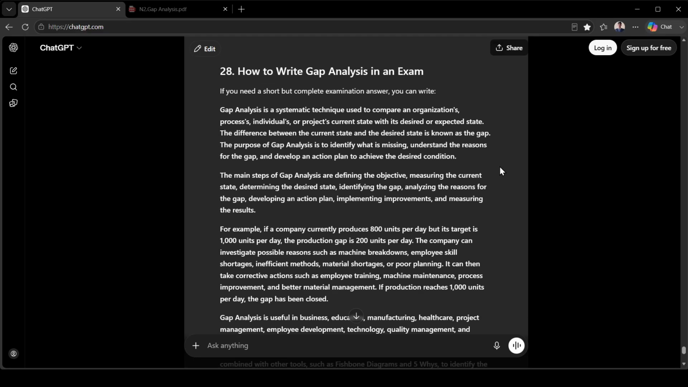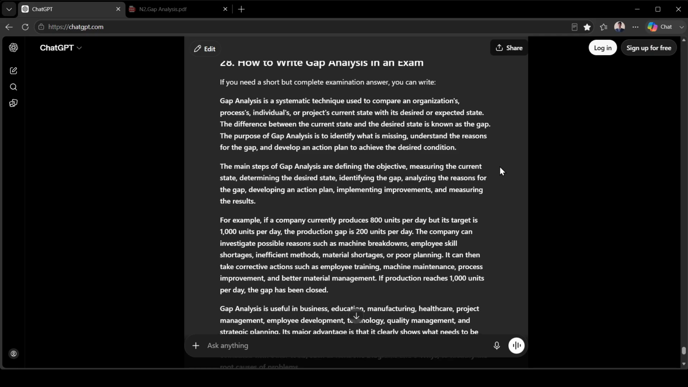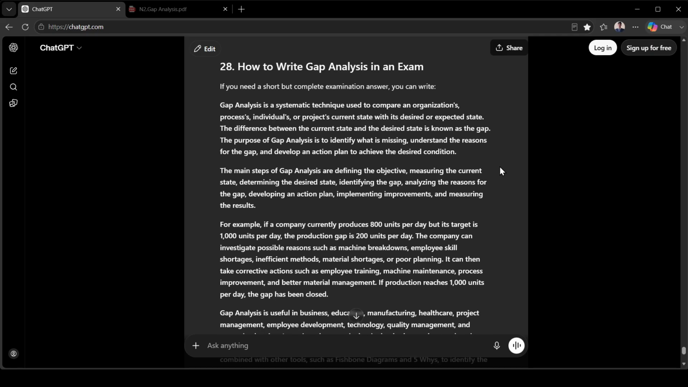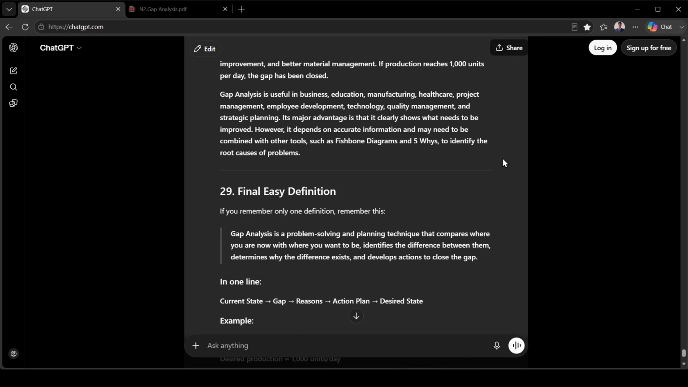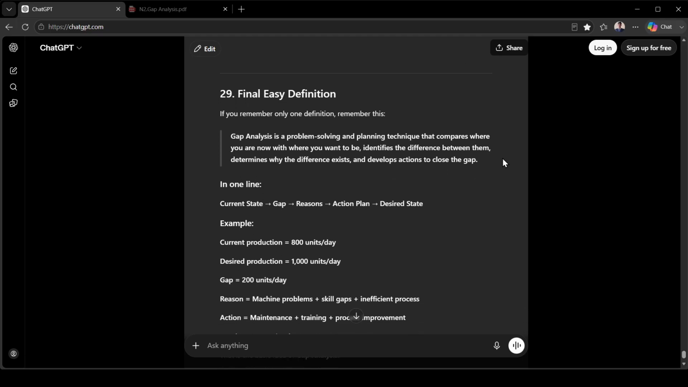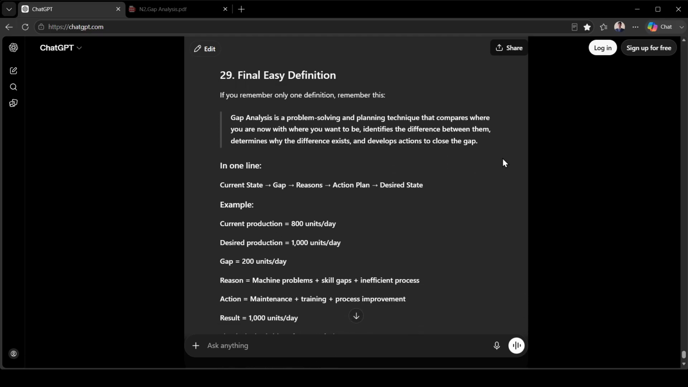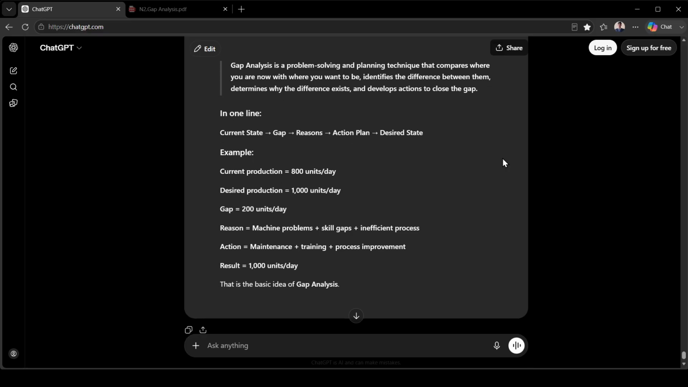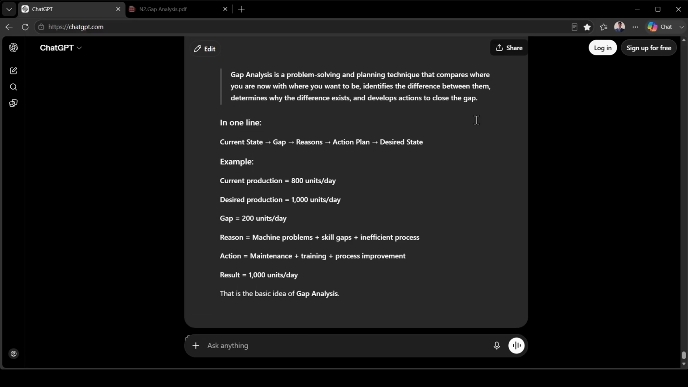So how to write gap analysis for the exam. You can read about that topic, and then you can clearly understand why gap analysis is important. So this is your final definition. Gap analysis is a problem solving and planning technique that compares where you are now and where you want to be, identifies the difference between them, determines why the difference exists, and develops action to close the gap. In outline: current state, gap, reasons, action plan, desired state. That is the example of gap analysis.